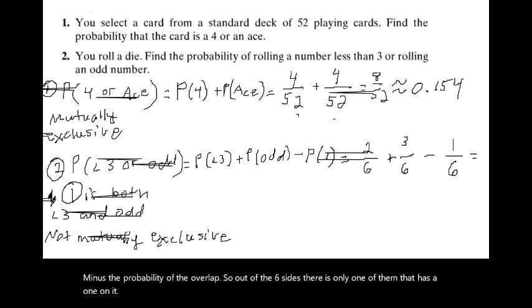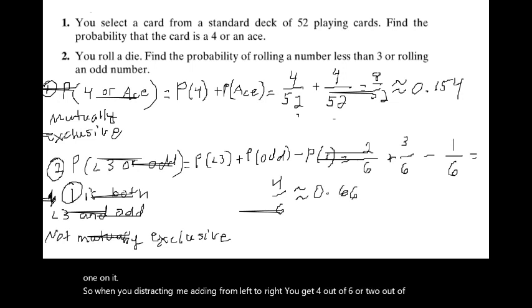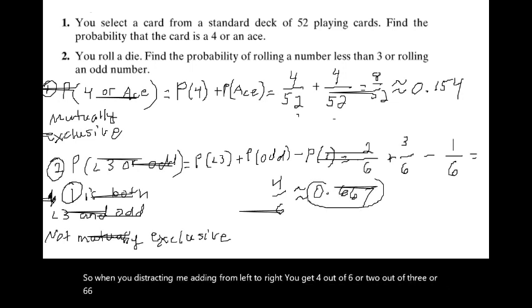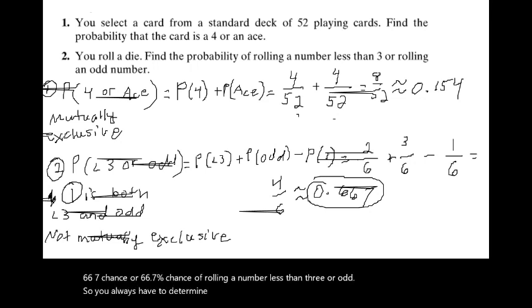So when you do the subtracting and the adding from left to right, you get 4 out of 6, or 2 out of 3, or a 0.667 chance, or about a 66.7% chance of rolling a number less than 3 or odd. So you always have to determine whether the events are mutually exclusive whenever you are dealing with probabilities involving OR.